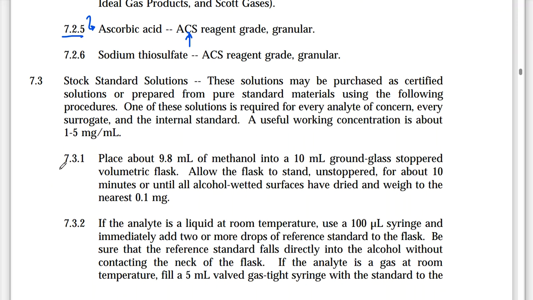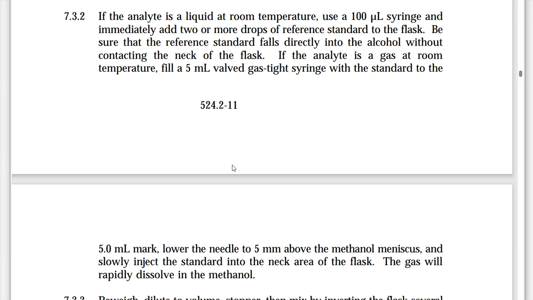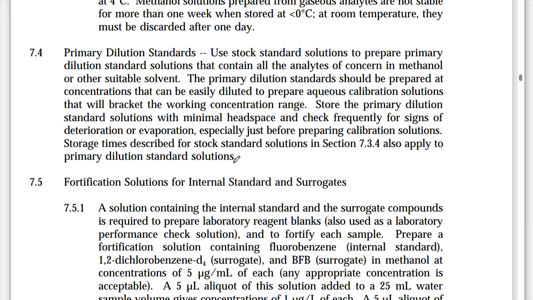Next up is 7.3, and it says stock standards. We know what those are because those are from the definition section of the method. So SSS: these solutions may be purchased as certified or prepared from pure standards if you use one of the following procedures. If you don't want to take the time-saving approach of ordering and purchasing it as certified material, then you can make your own. If you make your own, this is how you do it. This is what you need to use.